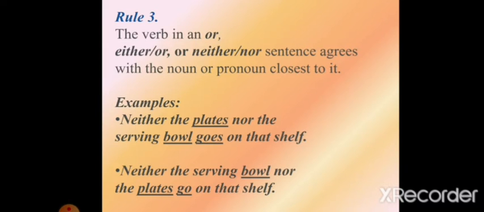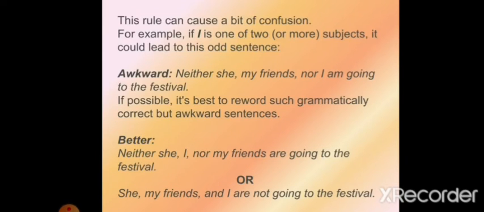You see this? So the noun that is closest to the verb will be in agreement with the closest noun. Do you understand this, children? This rule can cause a bit of confusion. For example, if I is one of two or more subjects, it could lead to this odd sentence. See, sometimes there's an awkward sentence.